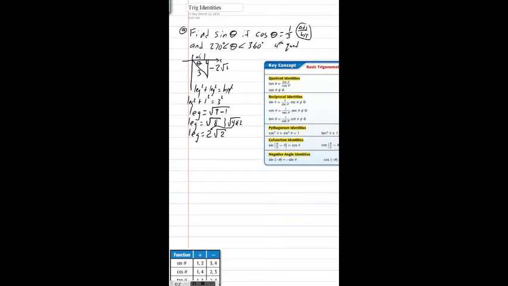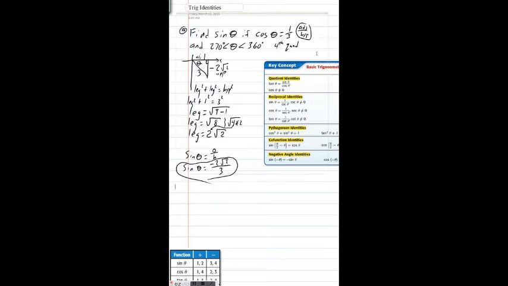Alright, so now they're asking for sine. Well, sine of theta is opposite over hypotenuse. Okay, so sine of theta, opposite is negative 2 times the square root of 2. Hypotenuse is 3. So the sine of theta is negative 2 times the square root of 2 over 3.